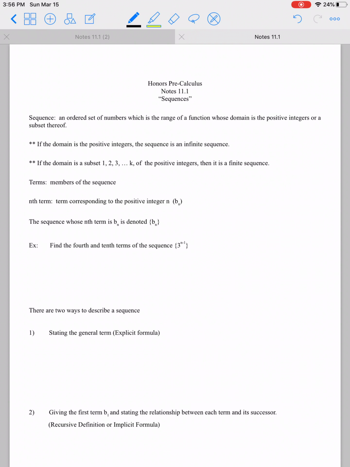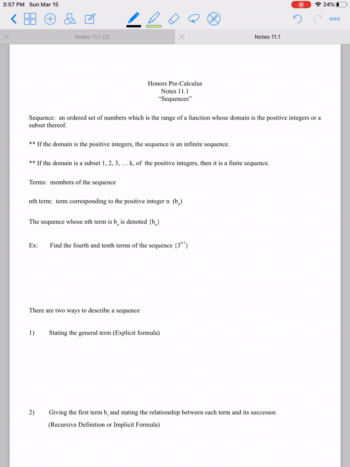This lesson today is about sequences, and some of the things we'll be doing is talking about the different ways to write a sequence as well as the different types of sequences. So by definition, a sequence is an ordered set of numbers, which is the range of a function whose domain is the positive integers or a subset of the positive integers. If we're using the set of positive integers, the sequence is an infinite sequence. And if the domain is a subset of the positive integers, then it is a finite sequence.